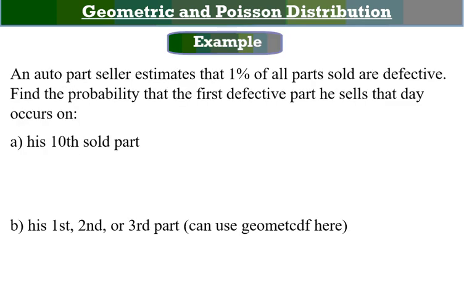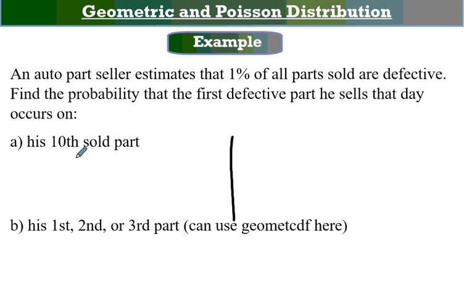A couple examples. Let's say an auto parts seller estimates 1% of all parts sold are defective. What's the probability that the first defective part he sells that day occurs on his 10th sold part? As an example, I'll use the calculator, and then I'll show how to do this by hand, and then we'll use the calculator going forward. But his 10th sold part.